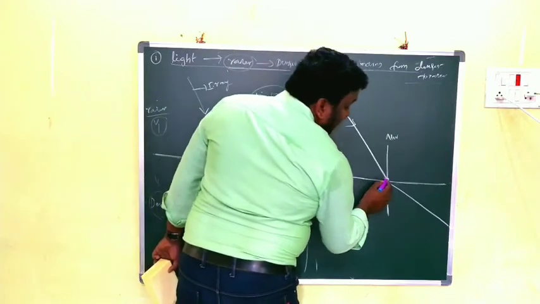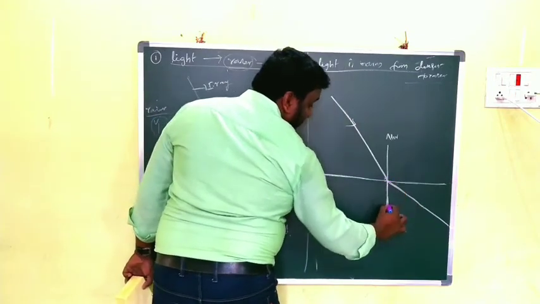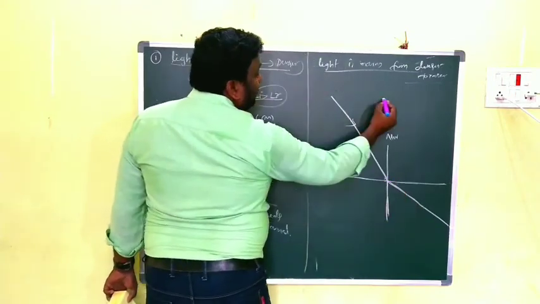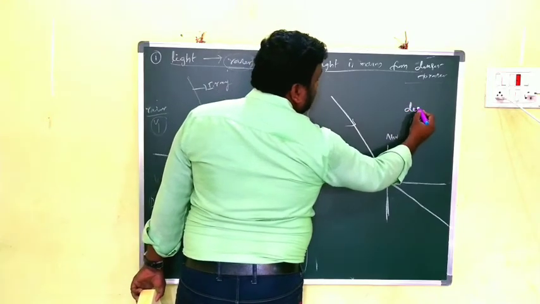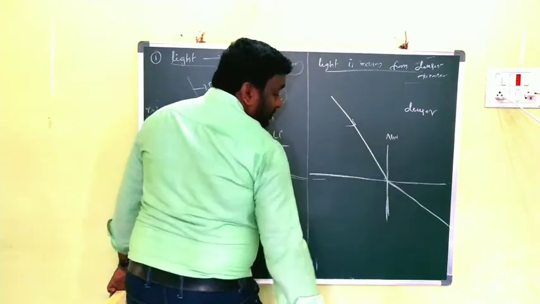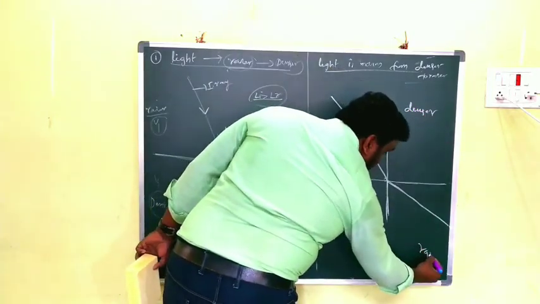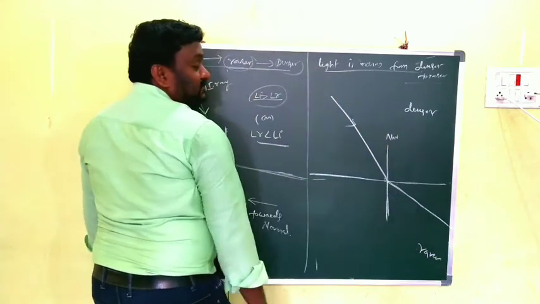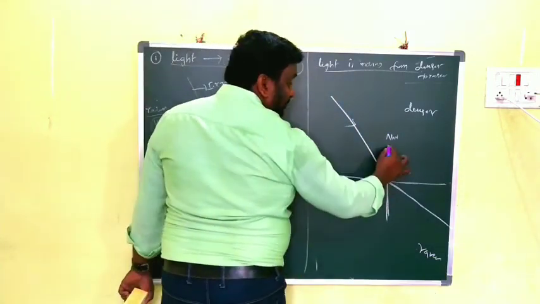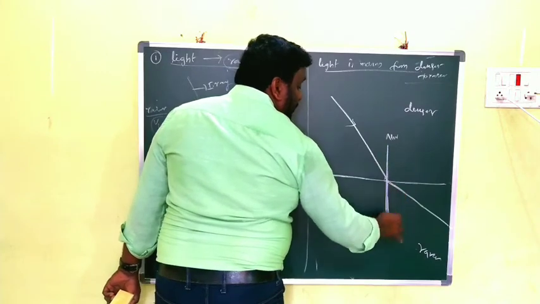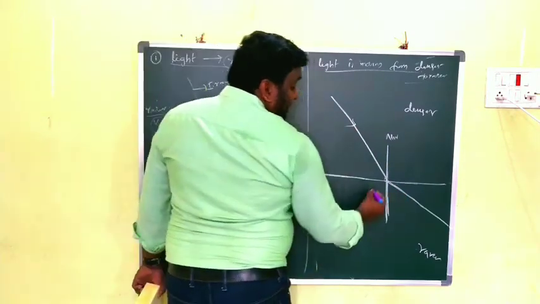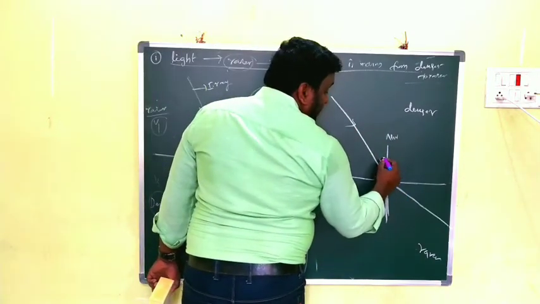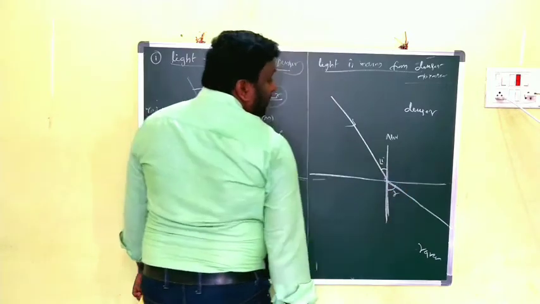Now in this case also the ray bends. So this is medium 1, the denser medium, and this is the rarer medium. This is angle of I, and this is angle of R.